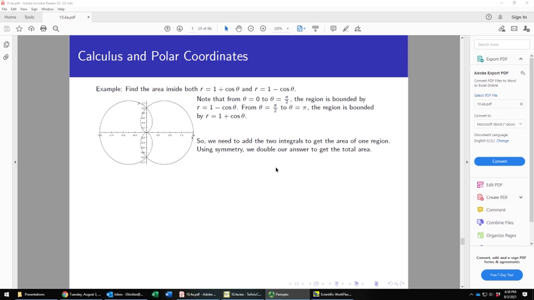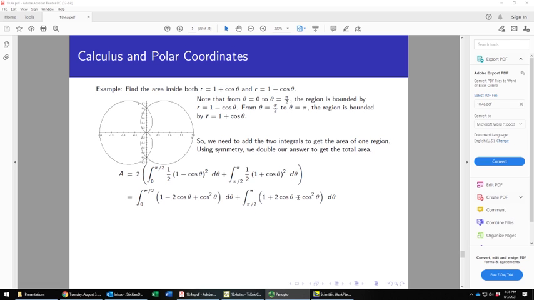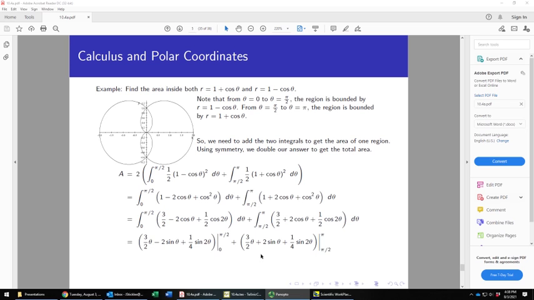So we'll add two integrals together to get the area of one of them, and then we'll double to get the total area. So double the integral from 0 to pi over 2 of 1/2 times 1 minus cosine theta squared, and then plus the integral from pi over 2 to pi of 1/2 times 1 plus cosine theta squared. FOIL each of them out. Use your half angle formulas or power reducing formulas, whichever you want to call them. Find your antiderivatives, plug in your endpoints, and simplify, and get to an answer of 3 pi over 2 minus 4.